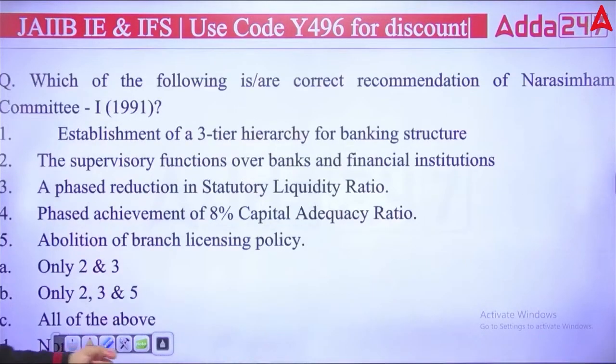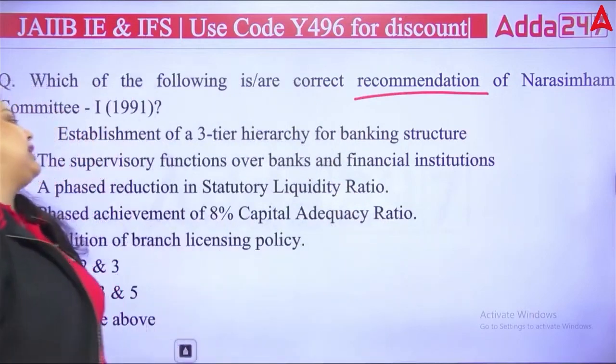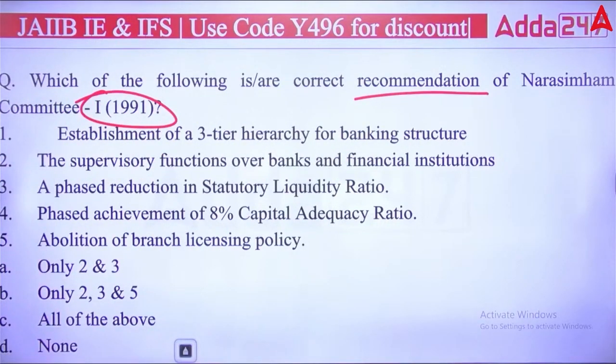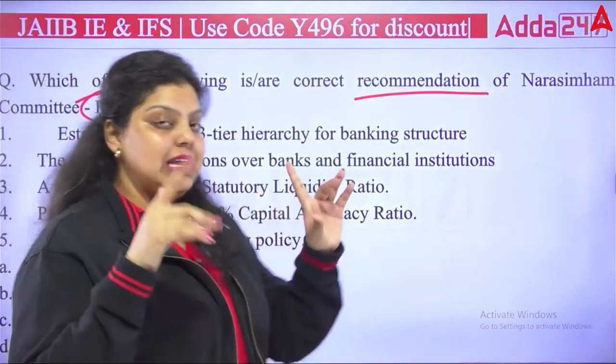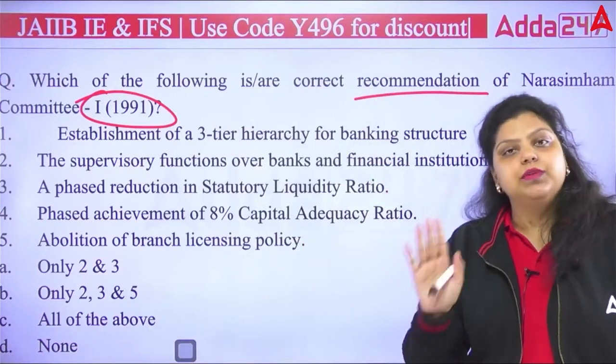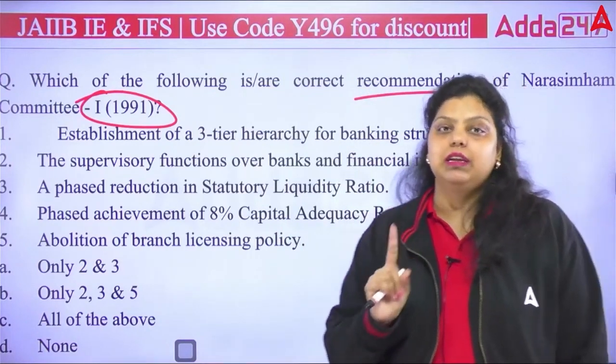Okay, next question we have here that's talking about which of the following is our correct recommendation of Narsimhan Committee 1, 1991. So Narsimhan Committee 1 and Narsimhan Committee 2 both are very important. Definitely one question will be there from the Narsimhan Committee. It can be more than one, but definitely one question will be there. Do remember Narsimhan Committee 1 and 2 we have covered very carefully.